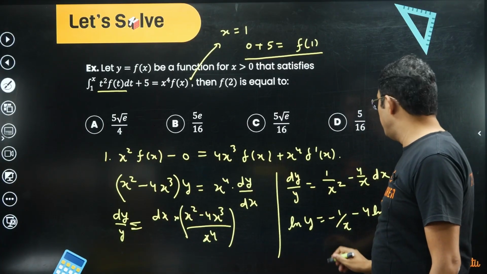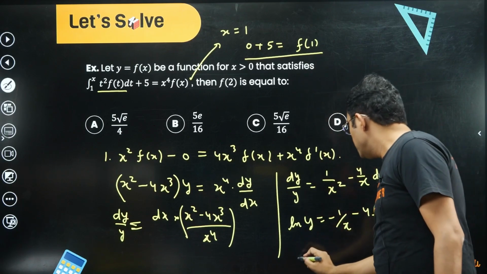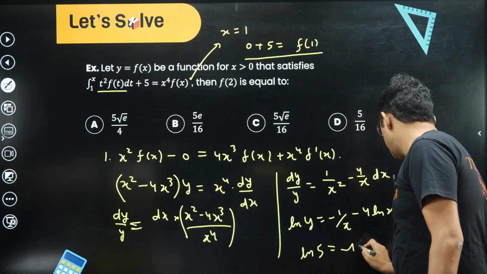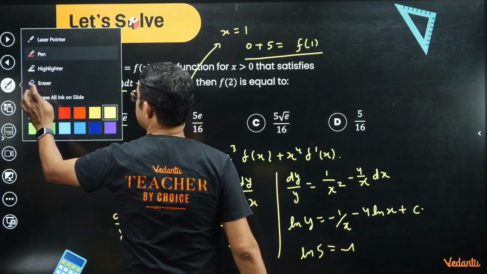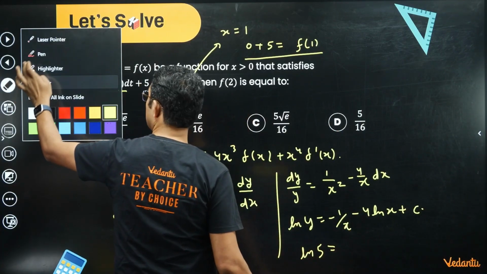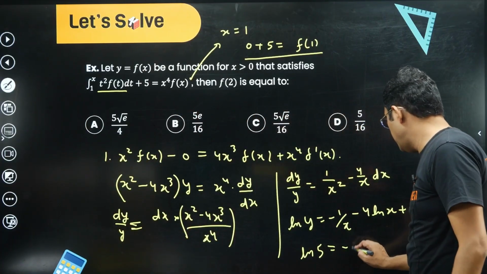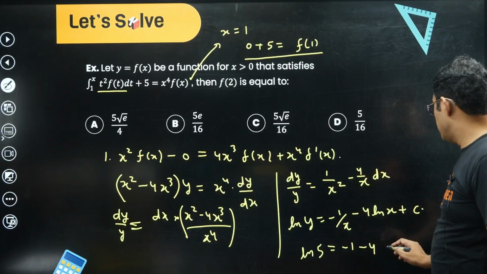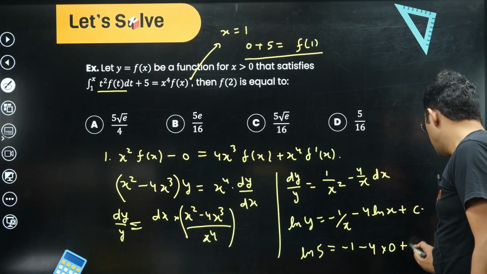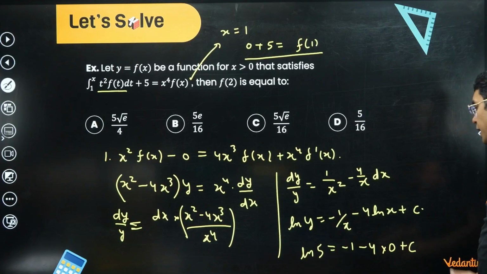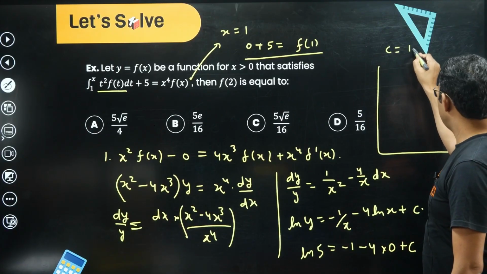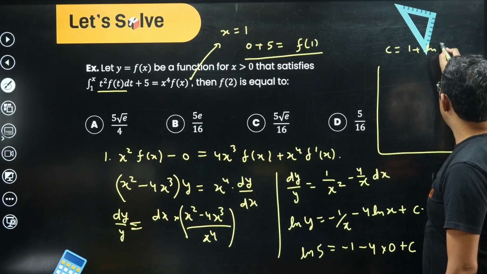So put x equal to 1, y equal to 5. It will be ln 5 equals minus 1 minus 4 ln 1, which is 0, plus c. So the value of c comes out to be 1 plus ln 5. Yes, that should be correct.